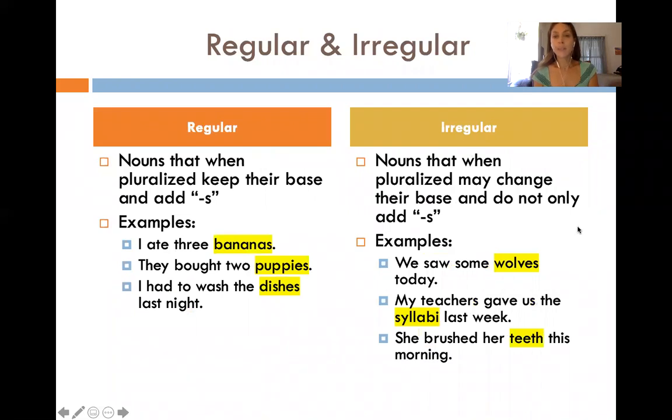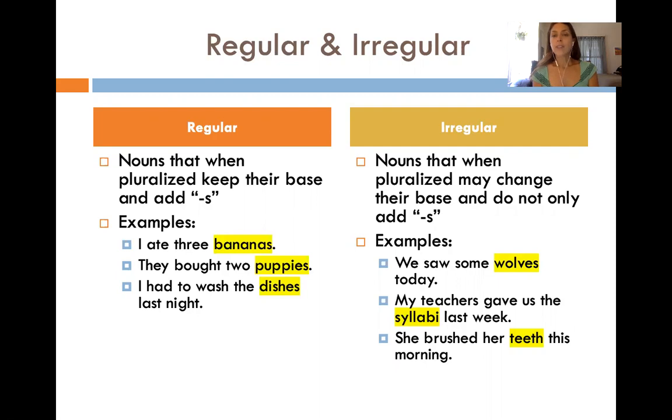For regular and irregular nouns, regular nouns are nouns that when pluralized, keep their base and add S. So I ate 3 bananas. They bought 2 puppies. I had to wash the dishes last night. So bananas, you add an S. Puppies, you add an IES. And dishes, you add an ES. So regular nouns are nouns that add an S and keep the same base, even though some little things at the end might change a little bit.